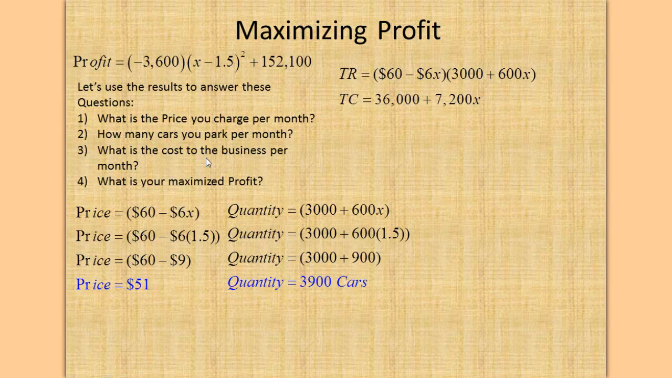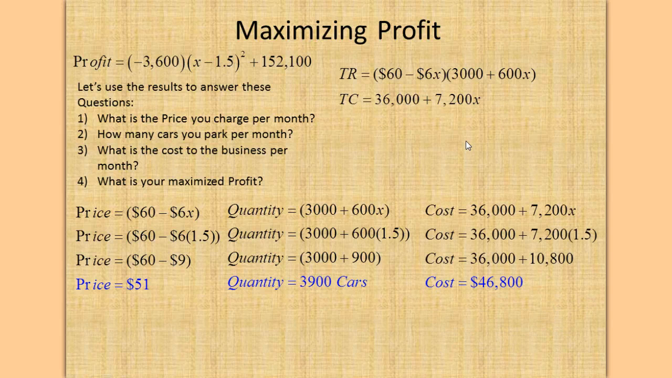What is the cost to the business per month? Our cost is right there, our total cost: 36,000 plus 7,200x. x is 1.5, so 1.5 times 7,200 is 10,800, plus 36,000. Our total cost per month is $46,800.